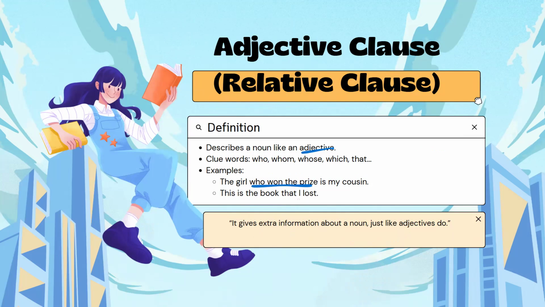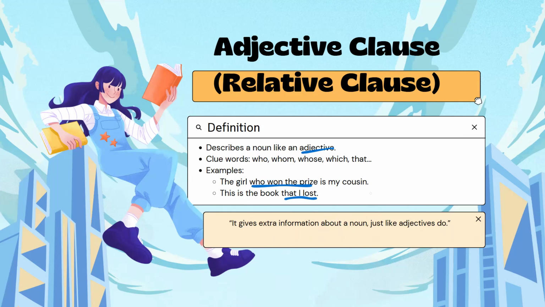This is the book that I lost. Here, that I lost is the adjective clause. Remember that it gives extra information about a noun, just like adjectives do. Think of these clauses as mini adjectives working inside your sentence.